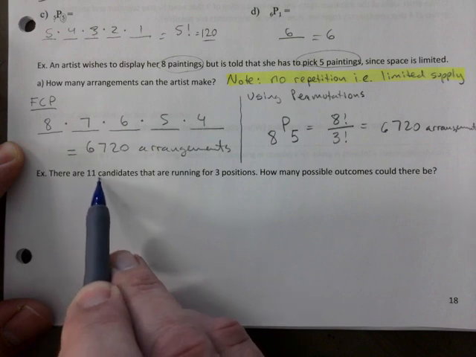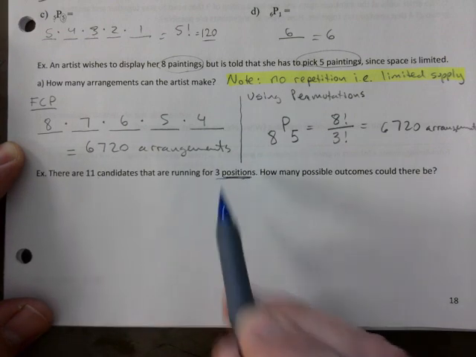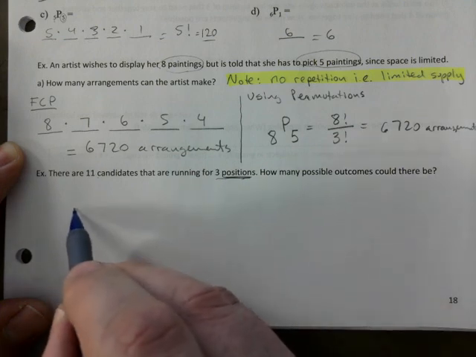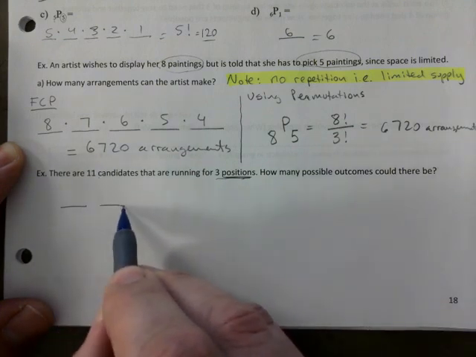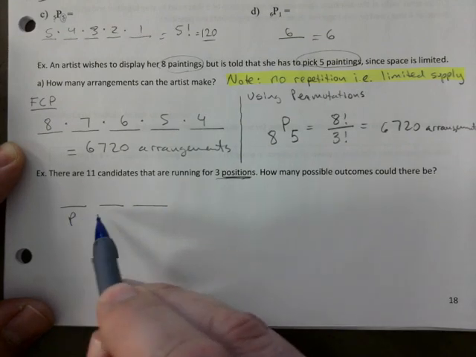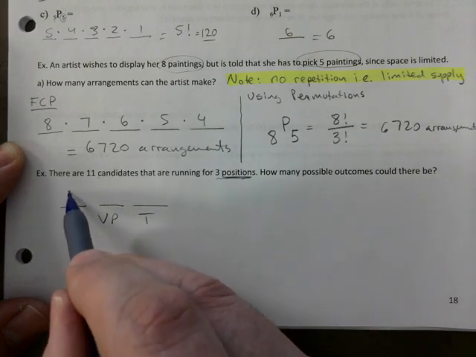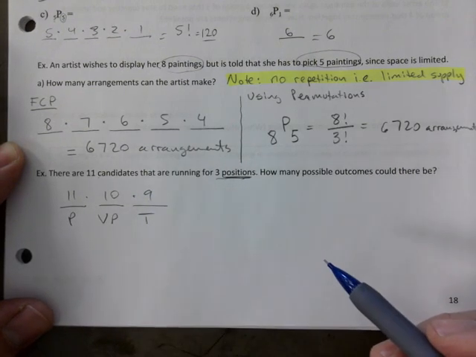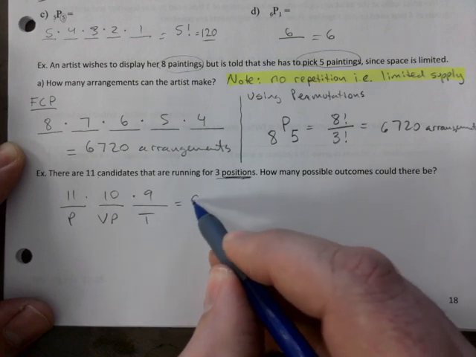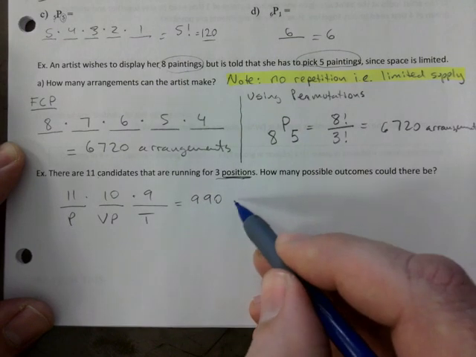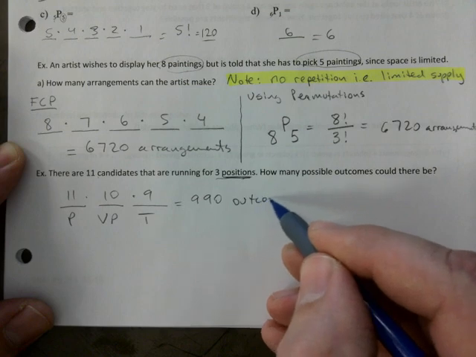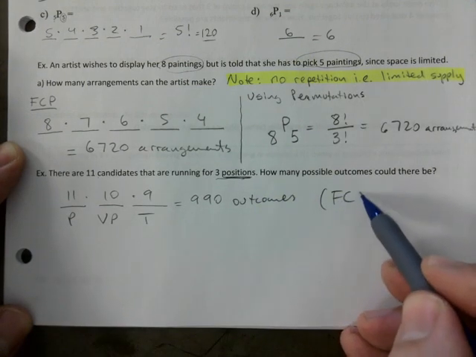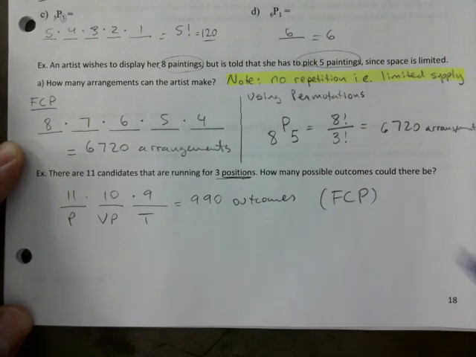Next question. There are 11 candidates that are running for 3 positions. How many possible outcomes could there be? Okay. So again, using the fundamental counting principle, this could be the president, vice president, treasurer. You go 11, 10, 9, right, essentially. And that would be 990 outcomes. This is fundamental counting principle, nothing wrong with it.